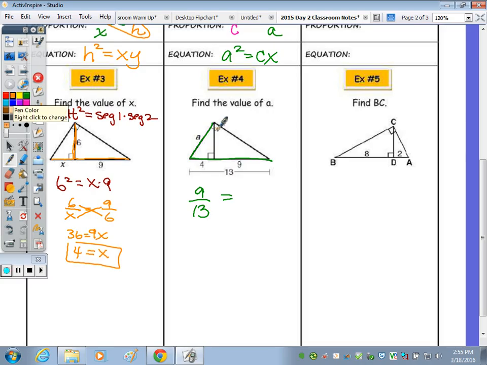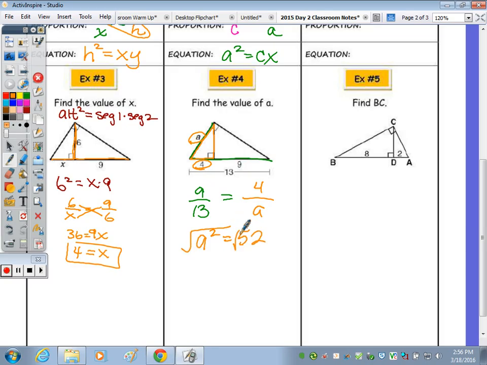If you look at this triangle here, you're only given a leg. You're not given the short leg and hypotenuse. So you can't use that triangle. But with the triangle on the left, short leg, hypotenuse, what's the ratio? So A to 13 equals 4 to A. So A times A is A squared. 4 times 13 is 52.